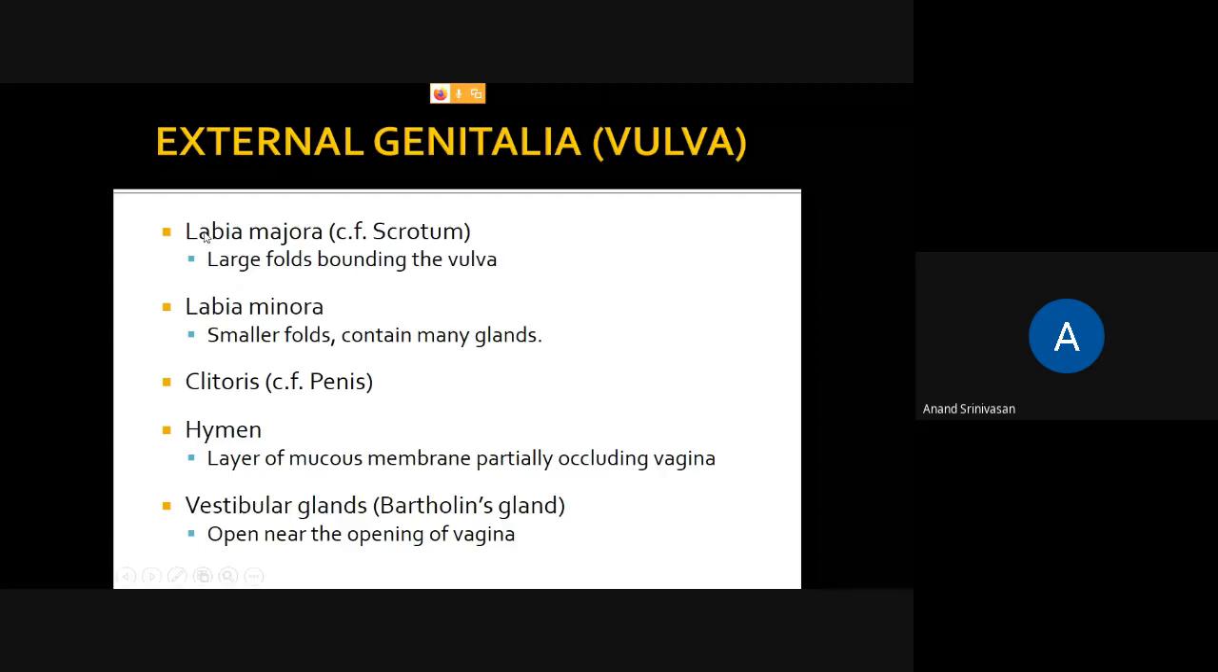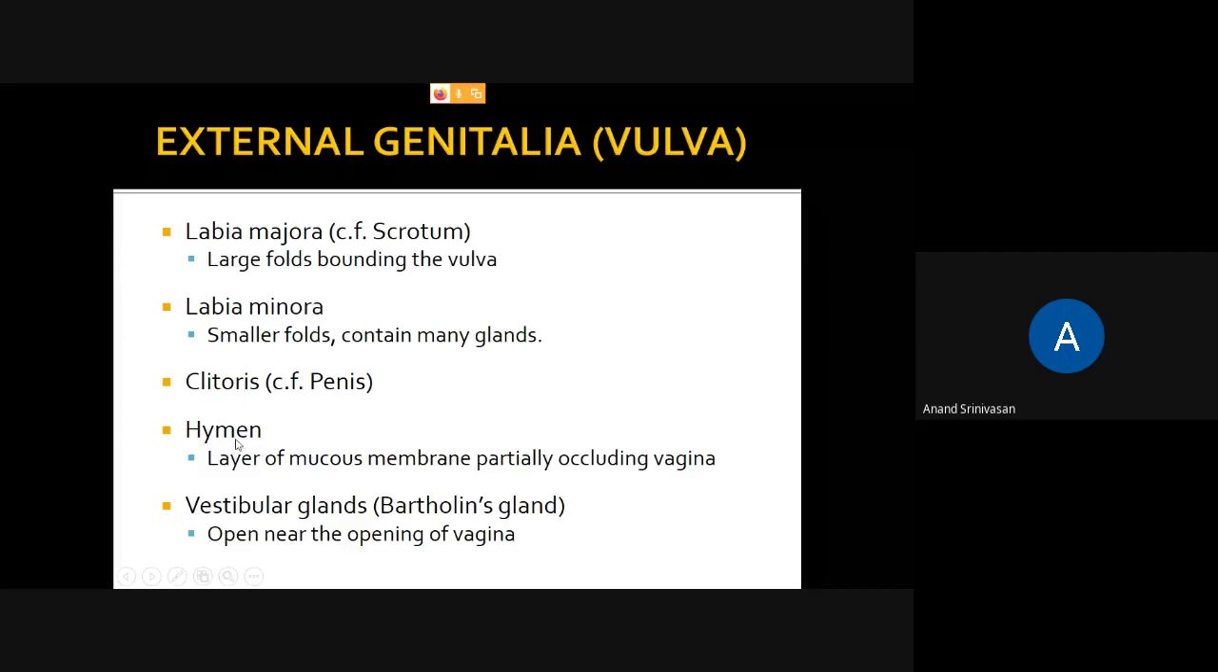In males there is scrotum, but in females the scrotum is modified into labia majora. Inside this labia majora, there is a smaller fold which is called labia minora. Females also have a penis-like structure, but it is not well developed like in males, and this is called clitoris.